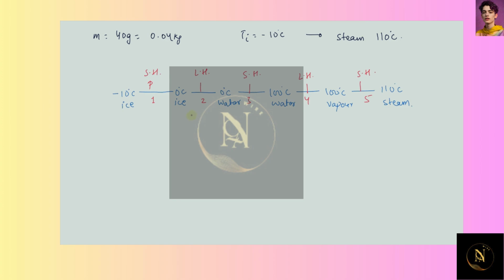The latent heat of fusion for ice is equal to 3.33 times 10 to the power 5 joule per kg. And the latent heat of vaporization, LV, is equal to 2.26 times 10 to the power 6 joule per kg. So heat will be equal to Q. First of all, we'll write the heat for the first process.